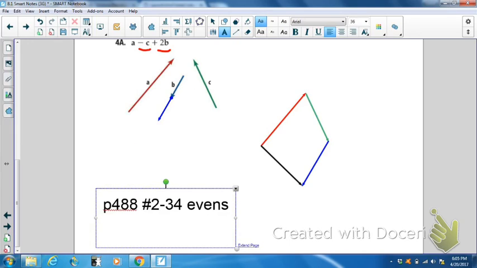So I'm going to have you actually stop there, and I've changed the assignment a little bit, so we'll do the application problems when I get back. And I'm going to have you do page 488, numbers 2 through 34 evens instead of what's at the end of these notes.